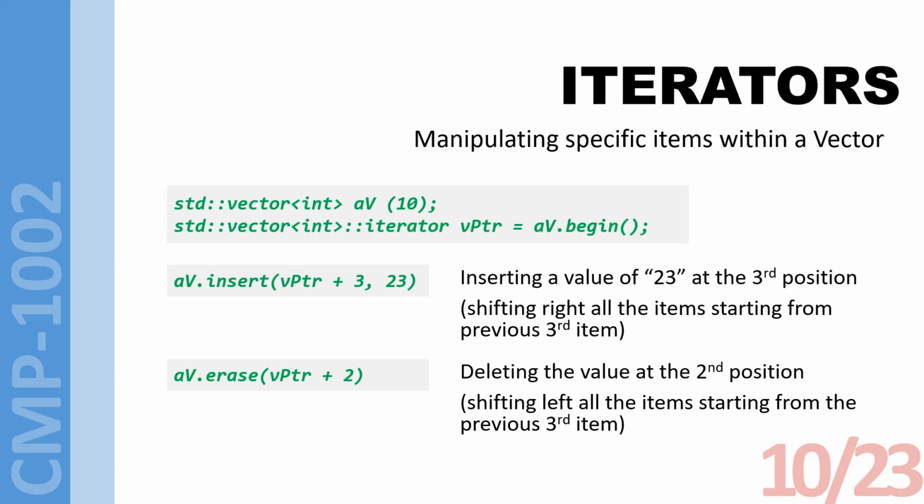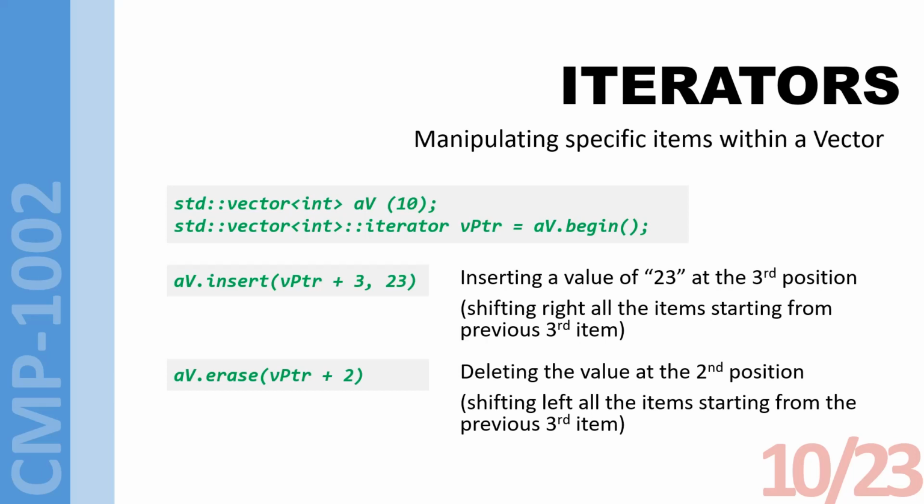In reverse, if you just say av.erase(vptr + 2), then this means I would like to delete the item that is in the second position of the vector. When you say that, a shift left operation will be conducted over the vector. Which means the previously third item will become the new second item, the previously fourth item will become the third item, and so on, and the size of the array will be decreased by 1.